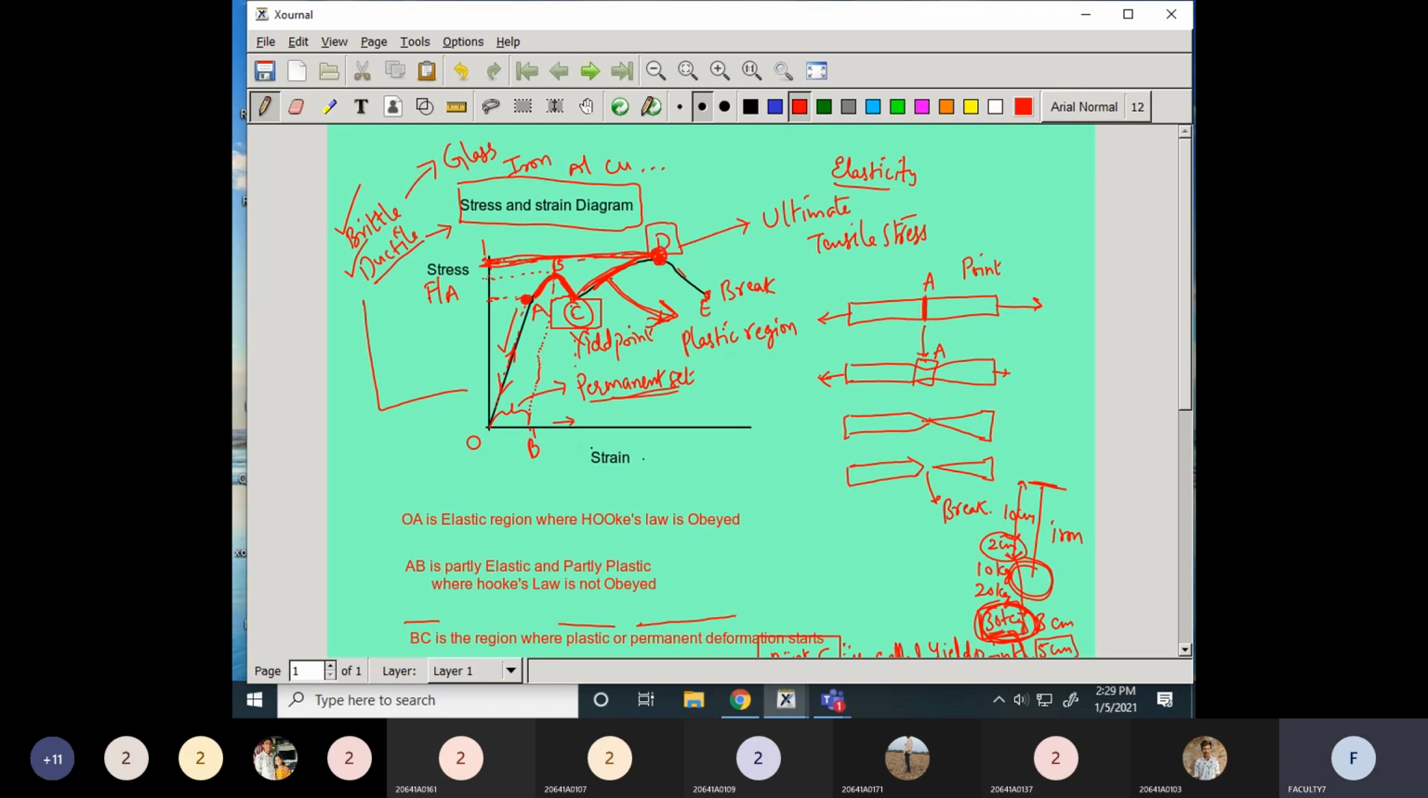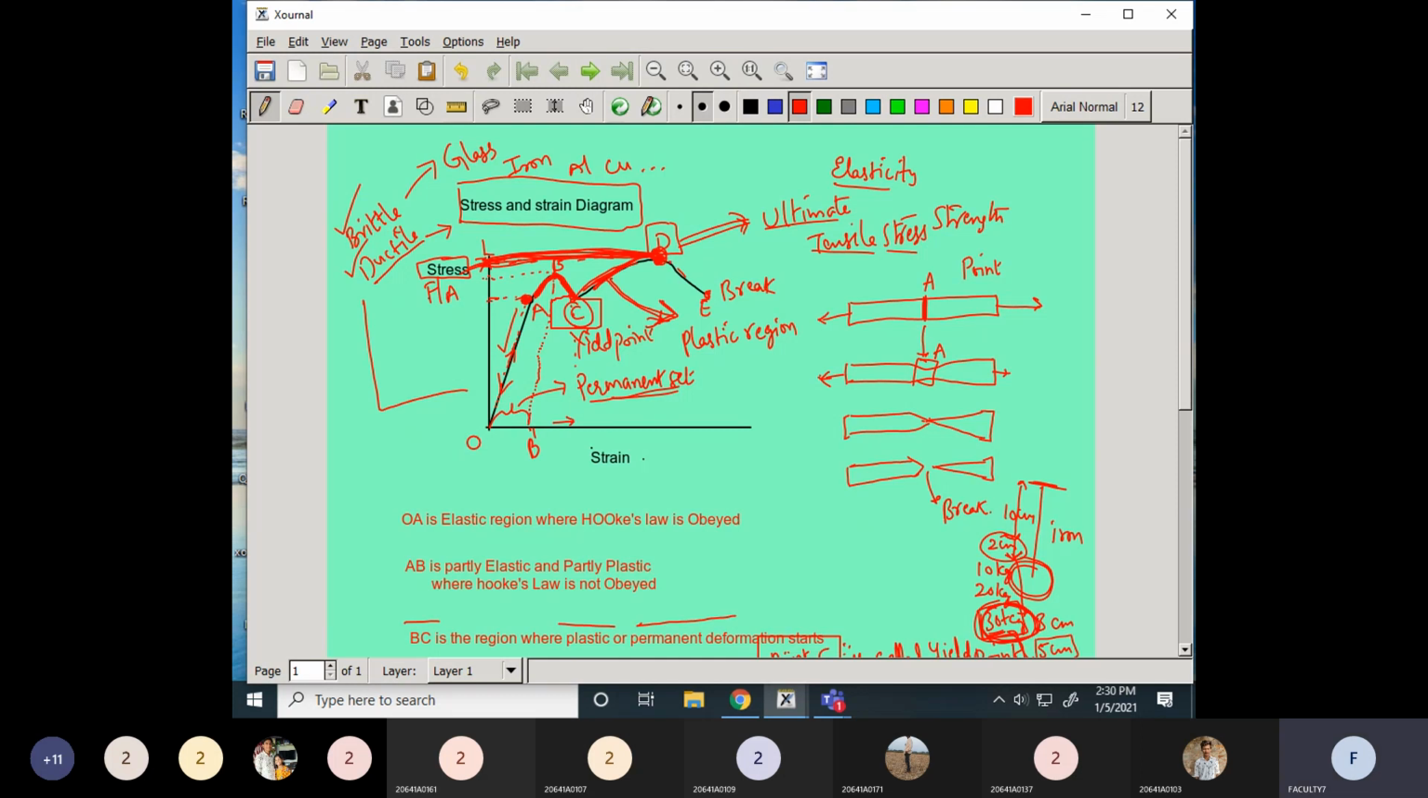At point D, this is the maximum stress to be considered, because the graph is not going beyond this point. This is the highest point on the y-axis, and the y-axis shows stress. So this is the maximum stress that can be withstood by this material. This point D can be considered as the ultimate tensile stress or tensile strength.